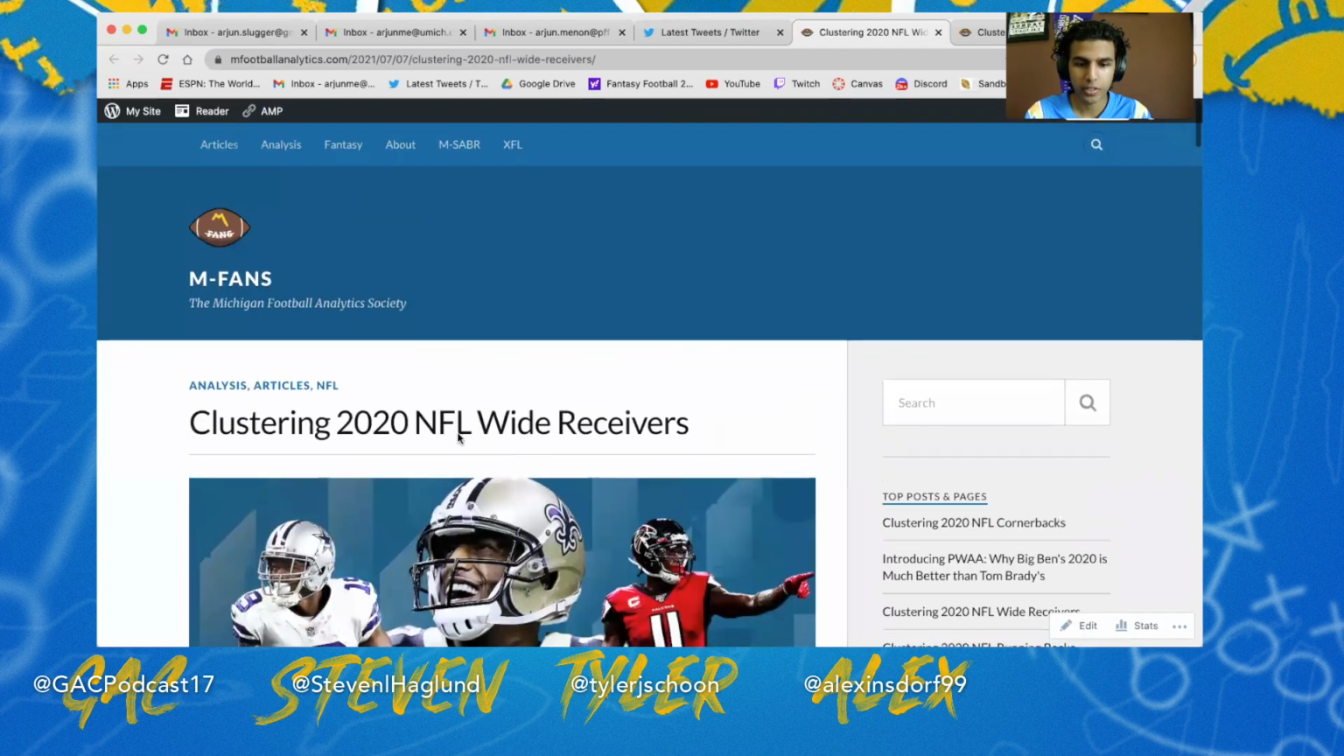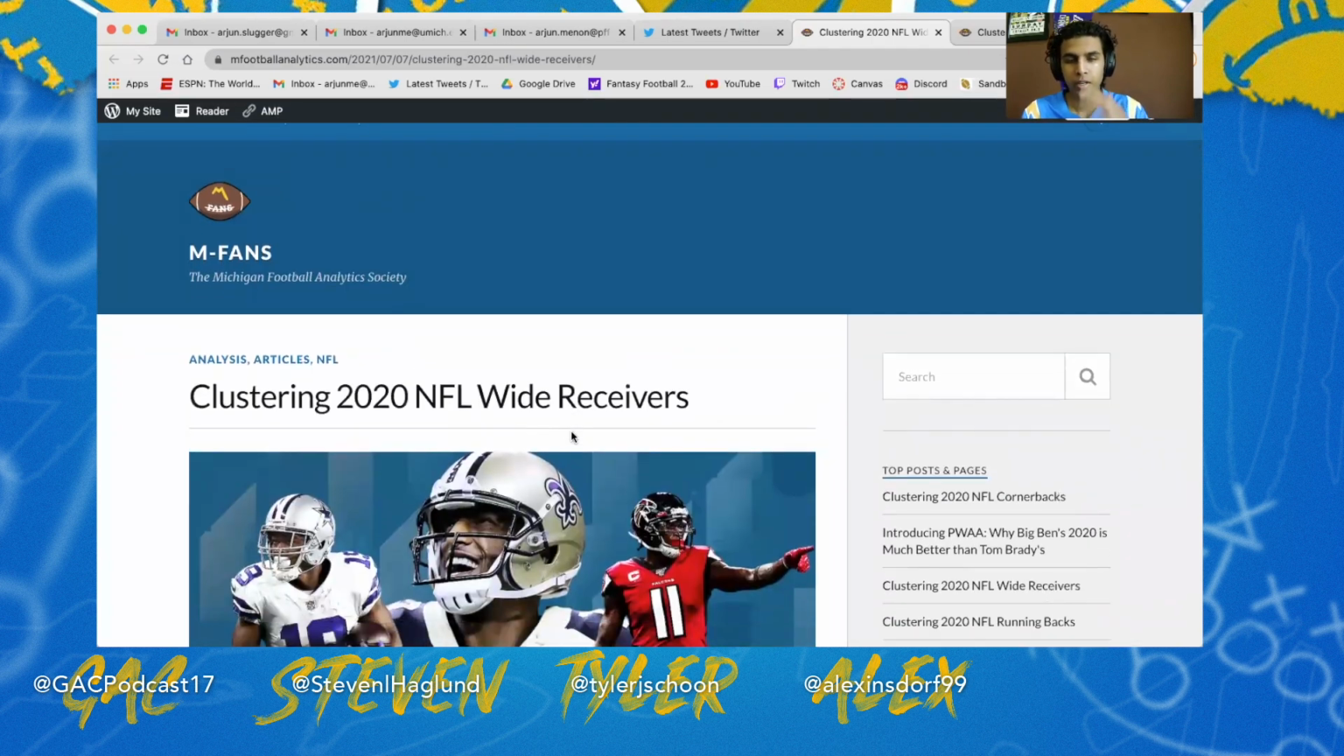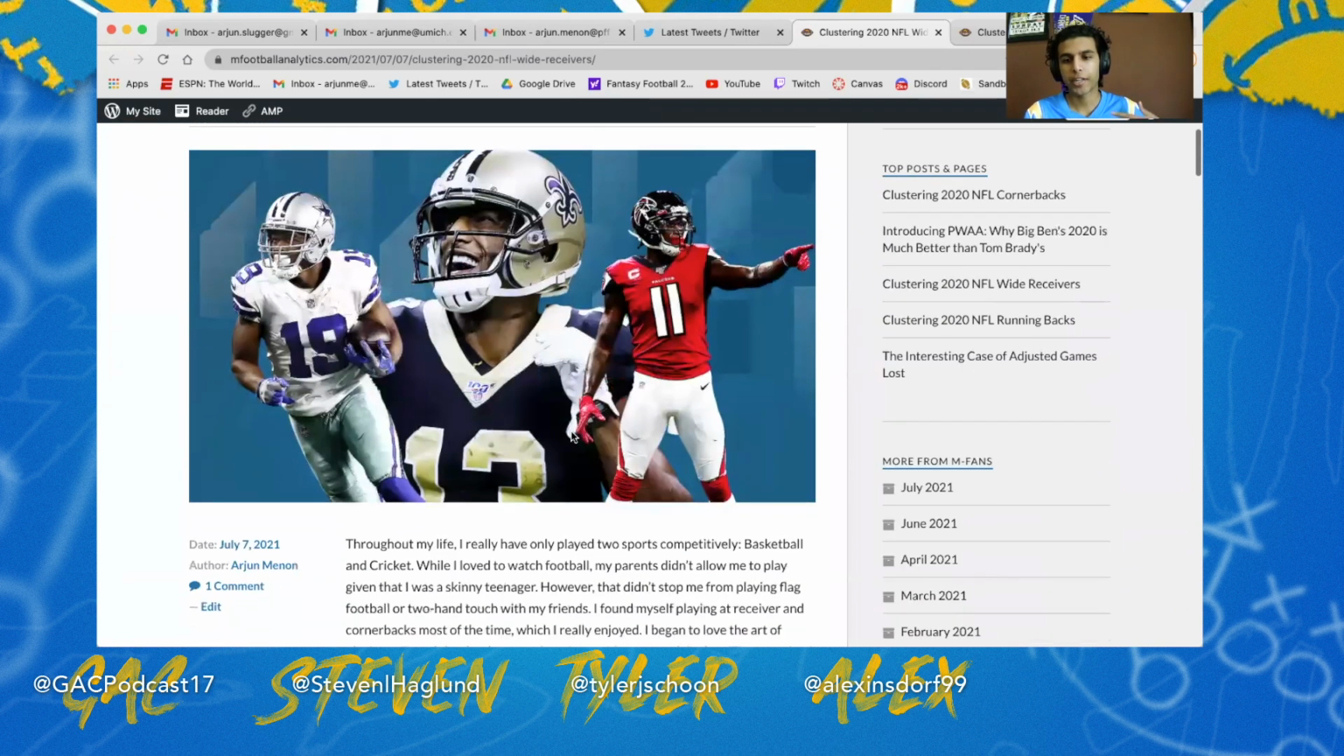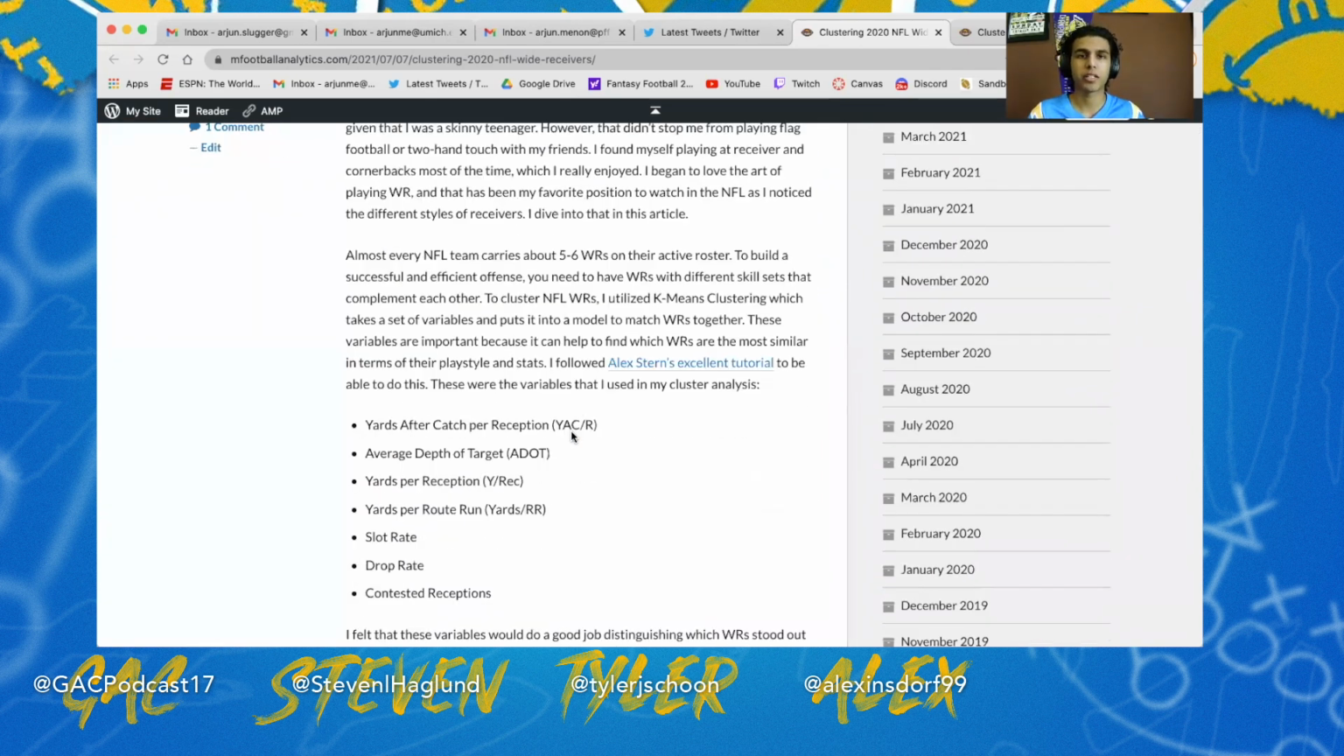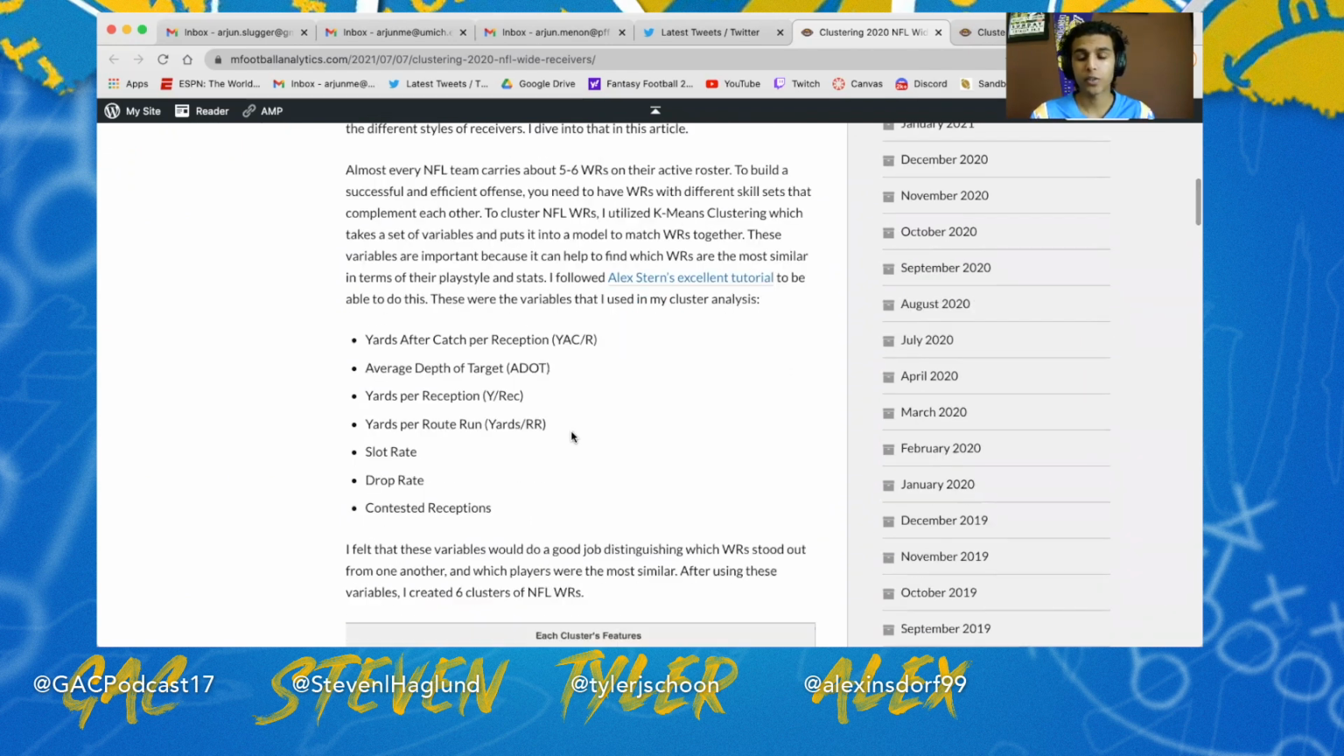So this is the wide receiver part. What I did was I created a clustering model. A cluster is basically a group of players that have a lot of similarities when it comes to stats. The stats I used to make this cluster model to differentiate and compare receivers were yards after catch per reception, like a Deebo Samuel type guy, and average depth of target, a deep threat guy like a Jalen Guyton.